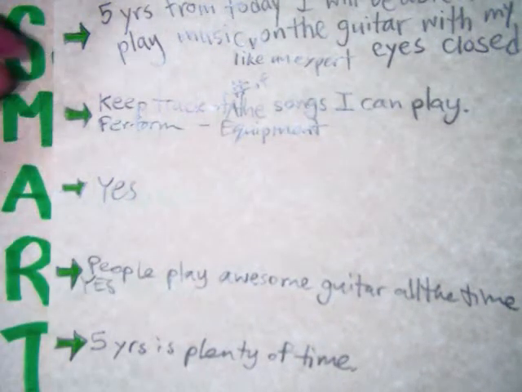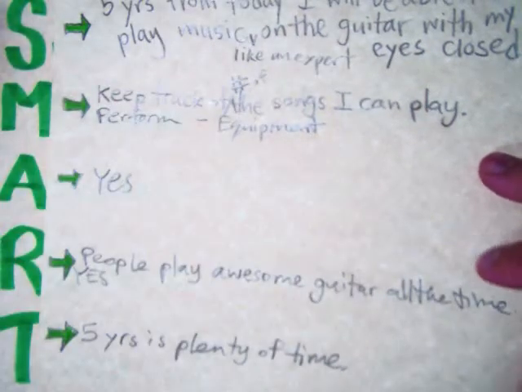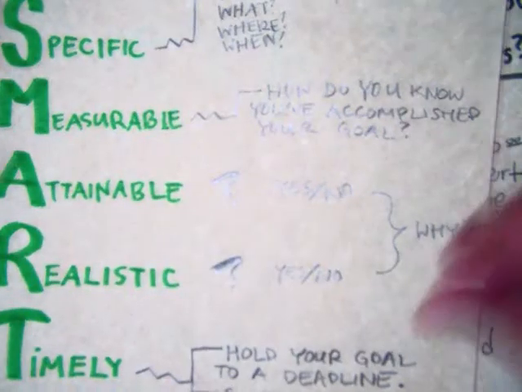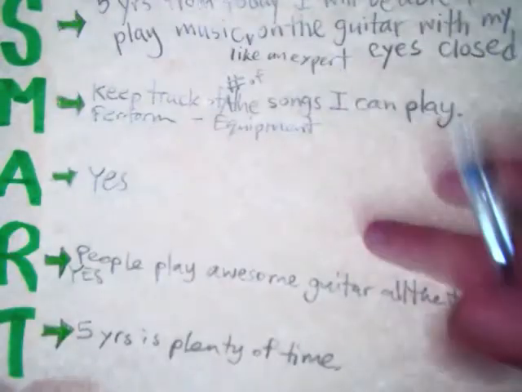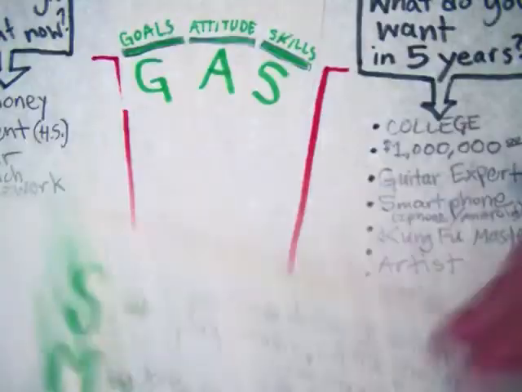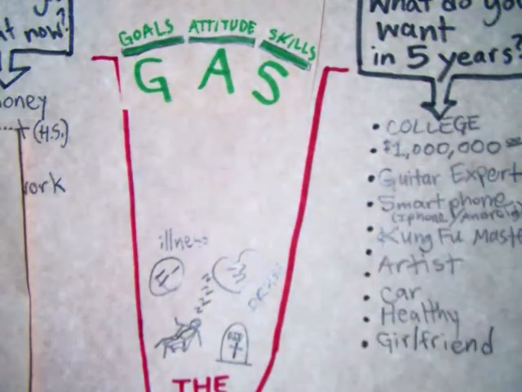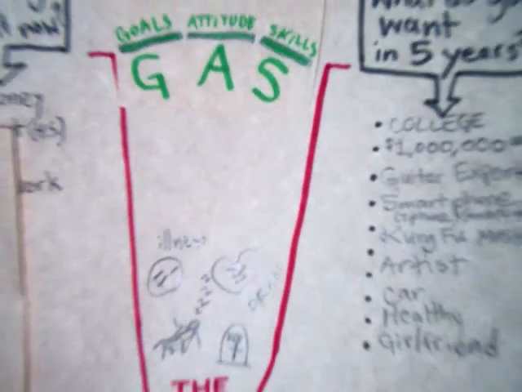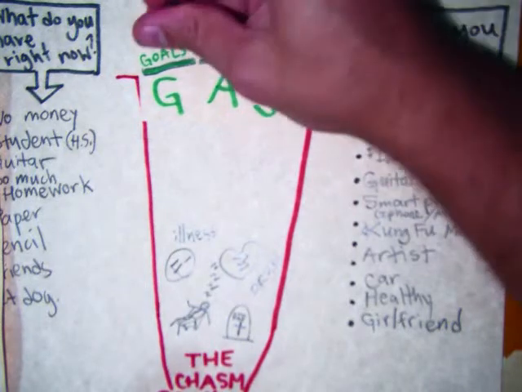Okay. So now we have our SMART goal. We have notes about our SMART goal right here. Okay. So we're done. We have some ideas for this leg. Okay. Turn this part of the bridge into a SMART goal.